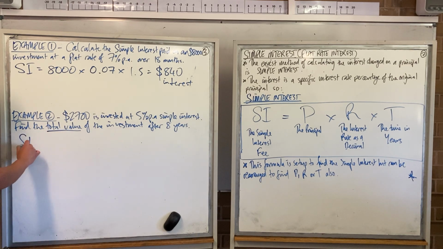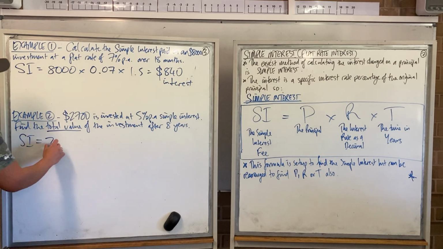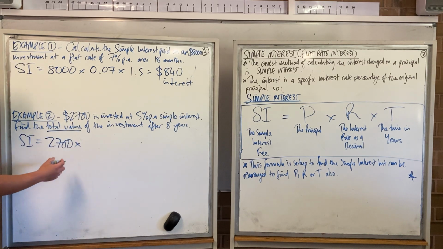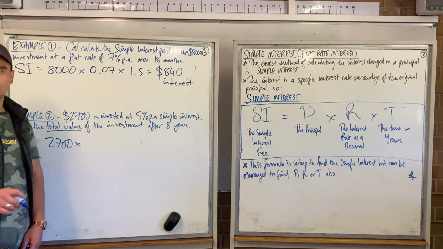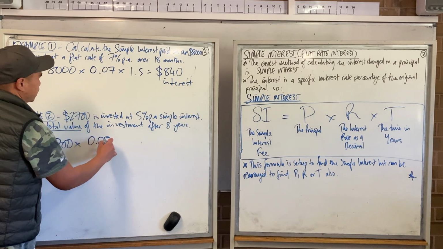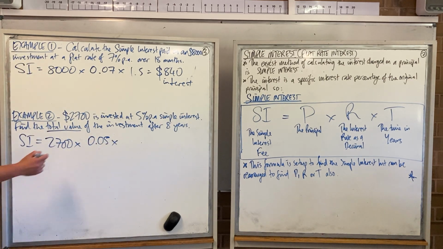So simple interest equals what was being invested here, $2,700 times by, what's 5% as a decimal? 0.05 times by 8 years.